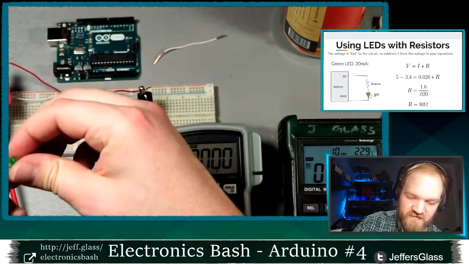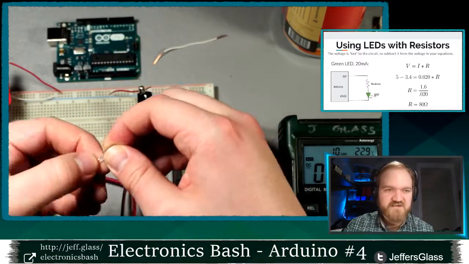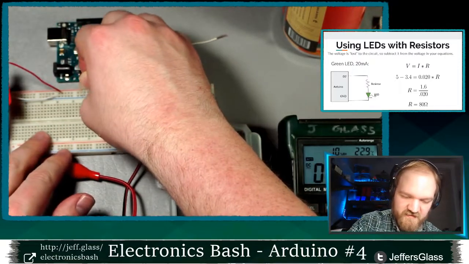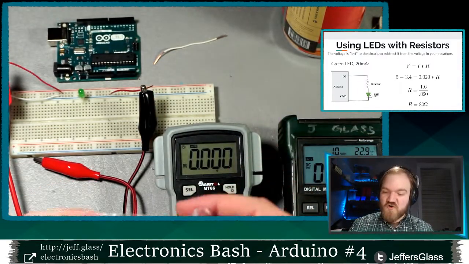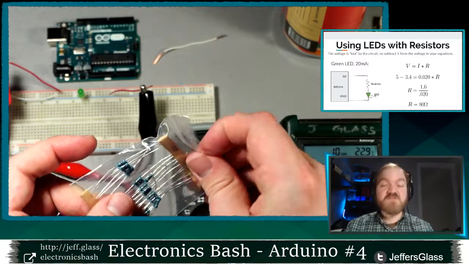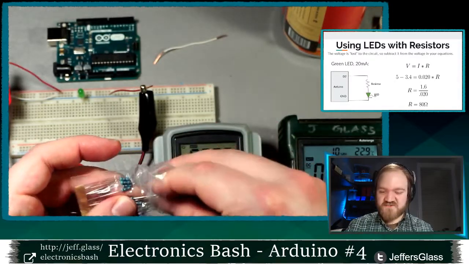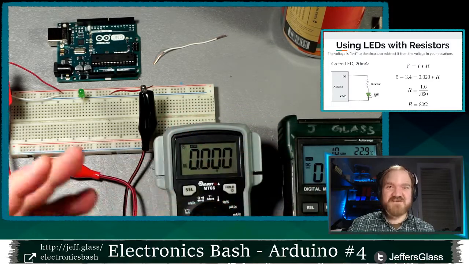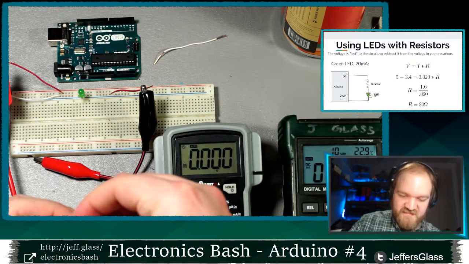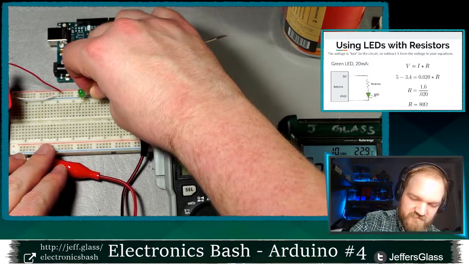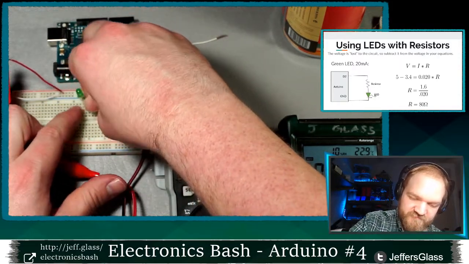So just like before, make sure I get my polarity right. Yeah, there's my longer leg. Plug the longer leg into the hot side. And I'm going to take an 80 ohm resistor or so. The closest possible value I have is an 82 ohm resistor, which is the reason it was sitting on my desk for me to grab for that experiment earlier. I'm going to plug that in series with my LED, into the breadboard there.